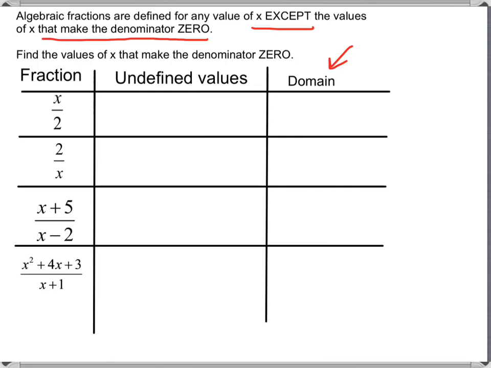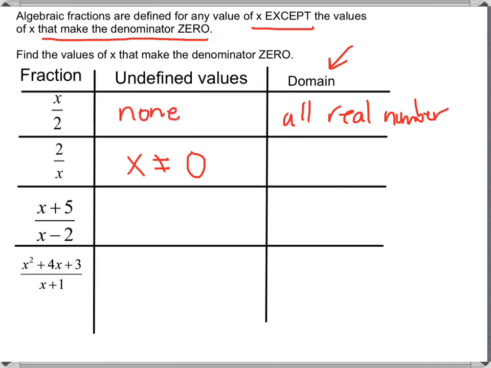So for the algebraic fraction x over 2, the 2 is in the denominator, so there's nothing that you can put in to make that 0. So there are no undefined values. So the domain for that expression, I'm allowed to put anything into that expression. So x can be all real numbers for this one.